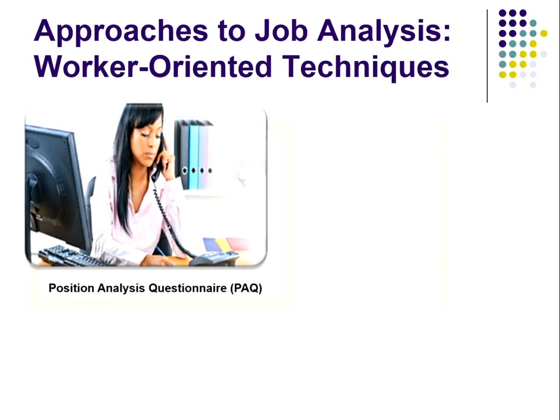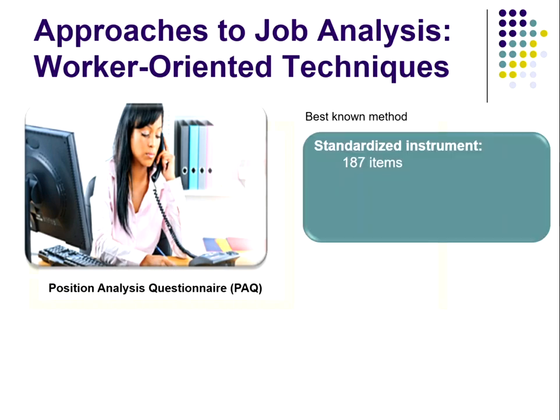So that's my assessment. Now, another way to do a worker-oriented technique is what's called the position analysis questionnaire. This is the best known method for analyzing the KSAOs that are required for the job. It's a standardized instrument that contains 187 items, and it describes general work behaviors, work conditions, and job characteristics. So in these 187 items, we're going to get a really good image of what the job that we're analyzing really includes as far as behaviors, conditions, and job characteristics.